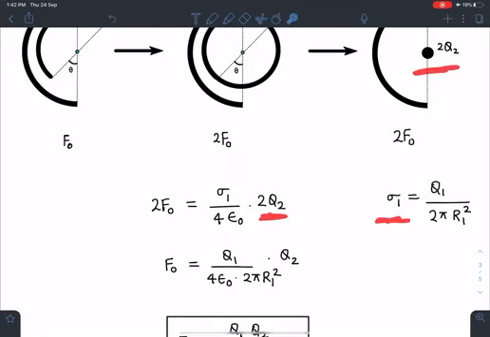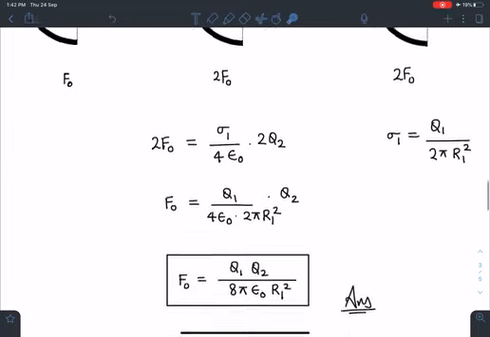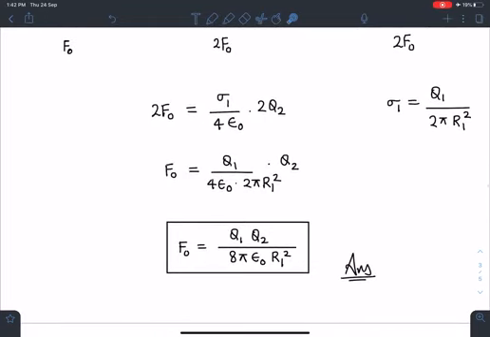Q1 value is sigma 1 value is Q1 by 2 pi R1 square, charge per unit area. So when I substitute these values, I am going to get this answer where F naught comes as Q1 Q2 by 8 pi epsilon naught R1 square. This is going to be the answer for this problem.